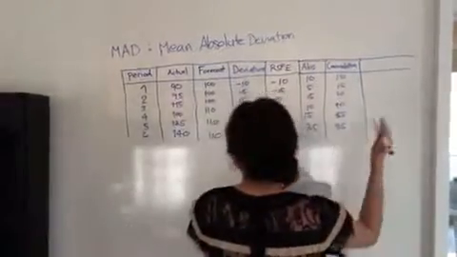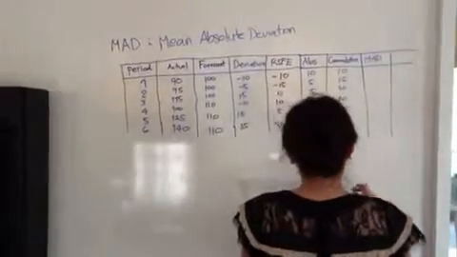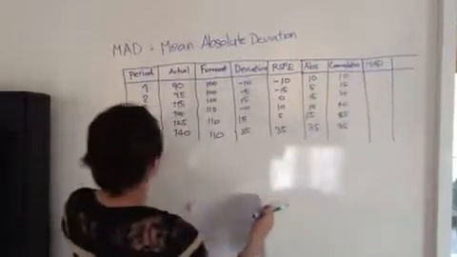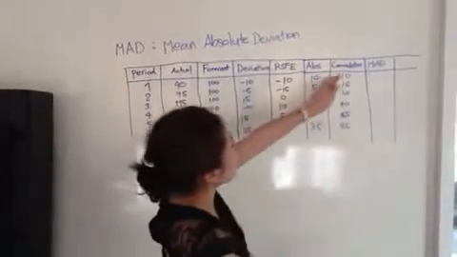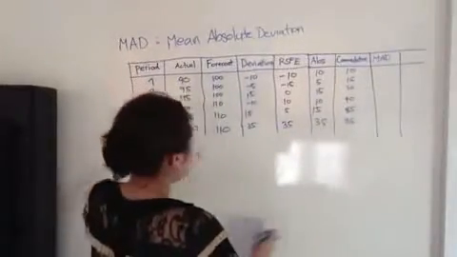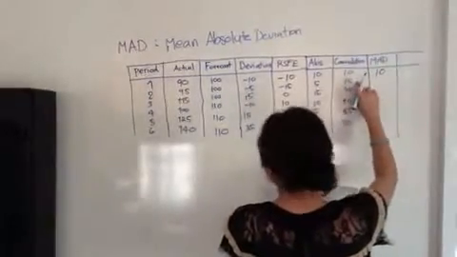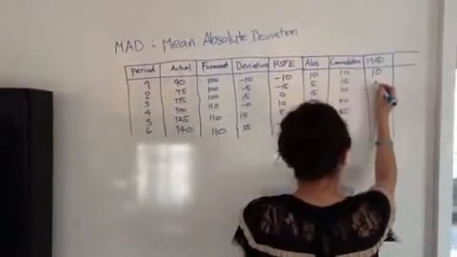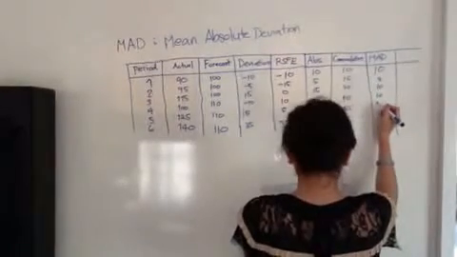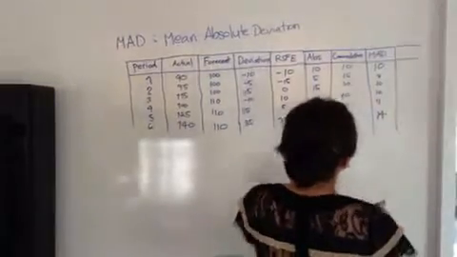So the next column is MAD. For the MAD, you use the cumulative column, which is here, divided by the period here. So the first period's cumulative value is 10, so you divide it by 1. So it's 10. The second one is 15 divided by 2, which is 8, then 10, 10, 11, and the last one is 14. So you do the same thing here.